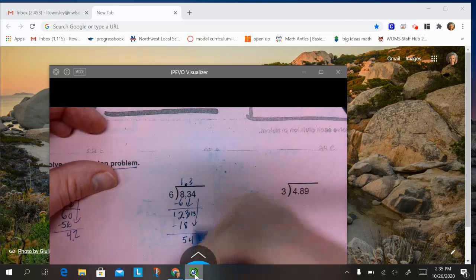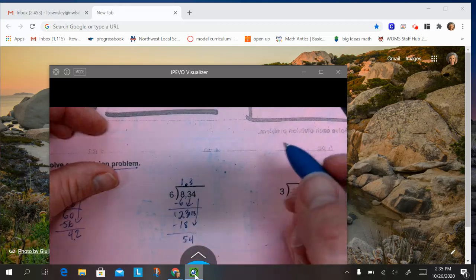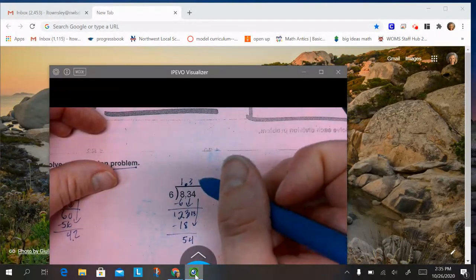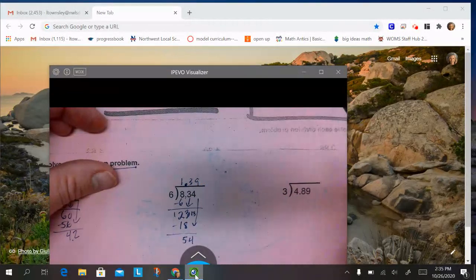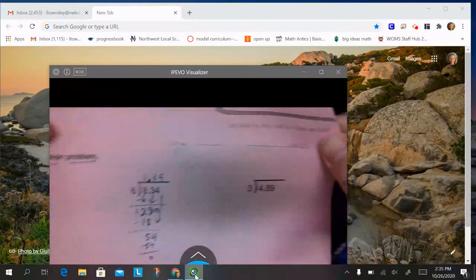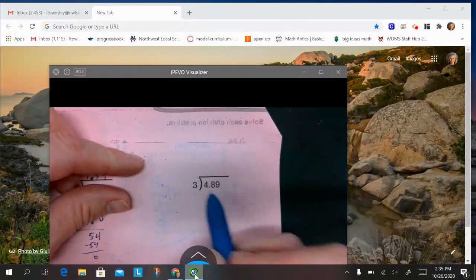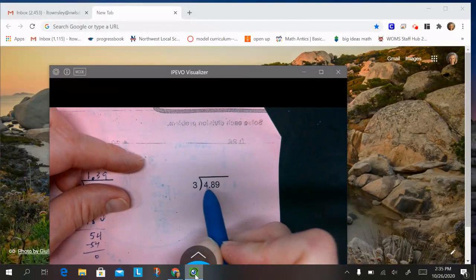Bring down your 4. How many times does 6 now go into 54? 6 times 7, 6 times 8, 6 times 9 is 54. So 9 times 6 is 54. 0. All right, take a look at the next one. Now you have to figure out how many times 3 is going into 4.89.